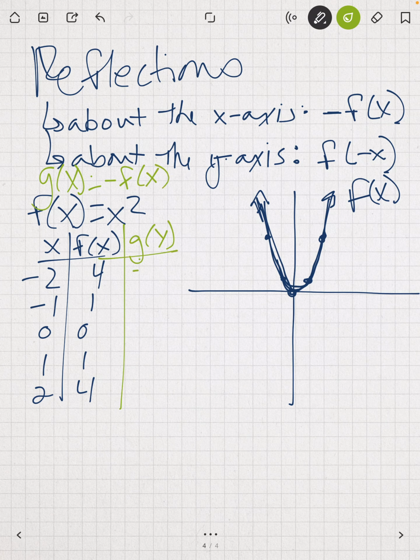Well, that means we're at negative 4, negative 1, 0, negative 1, negative 4. So if we plot those new points, we have something that looks like this. That's our g of x.